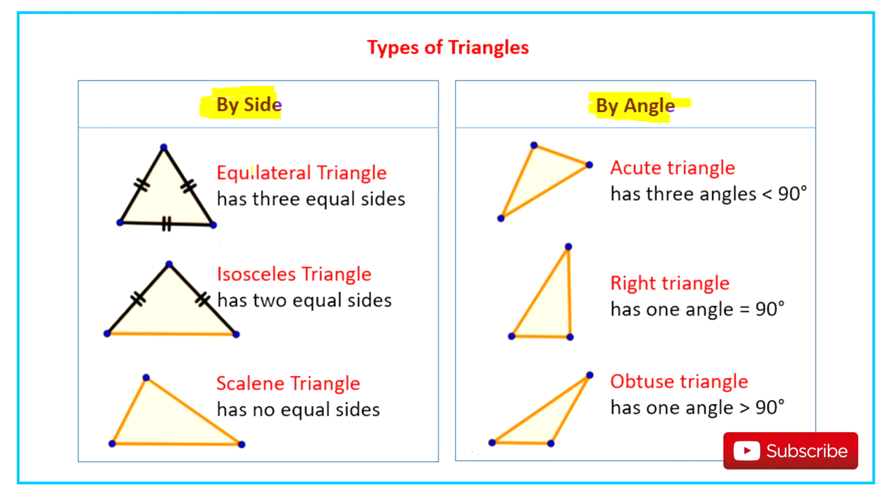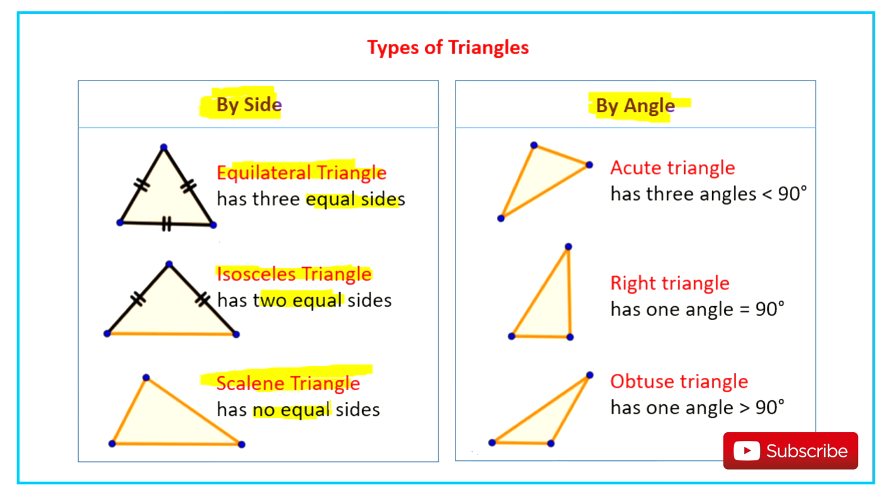If I talk about equilateral, it has all the sides equal. The second category is the isosceles triangle, which has only two equal sides. Coming to the third one, scalene. Scalene means no side is equal. I repeat all the three types.